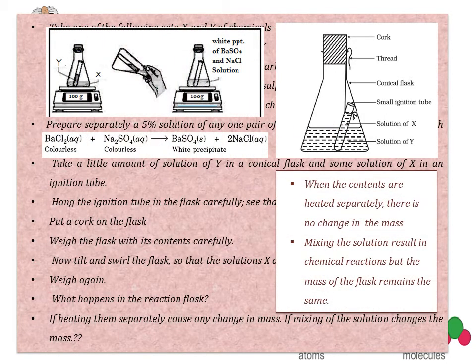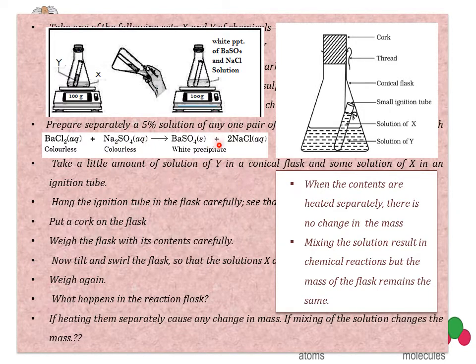Let's see. So here first we hang the ignition tube in the flask, and when we weighed the contents, there was no change in the mass, 100 grams. Then we swirled the flask and tilted it, and hence the solutions mixed, and a chemical reaction took place. So here X was barium chloride and Y was sodium sulfate. So we got barium sulfate. A chemical reaction took place and a white precipitate was formed.